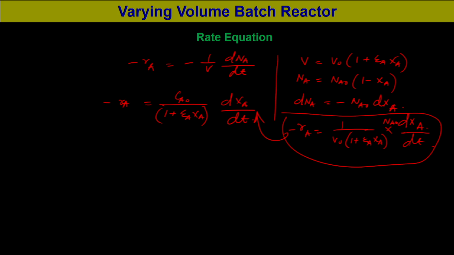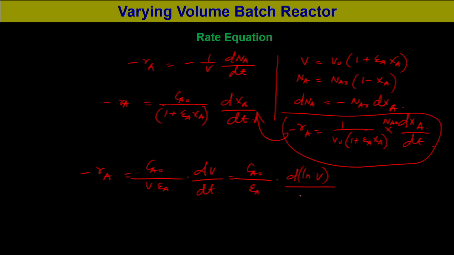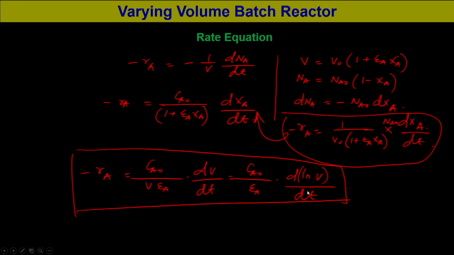Now, in terms of the volume, we can write this equation: minus rA would be equal to Ca naught by V into epsilon A into dV/dt, which is equal to Ca naught by epsilon A into d ln V divided by dt. So, this is in terms of the volume.